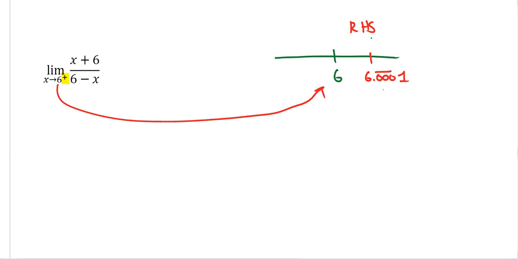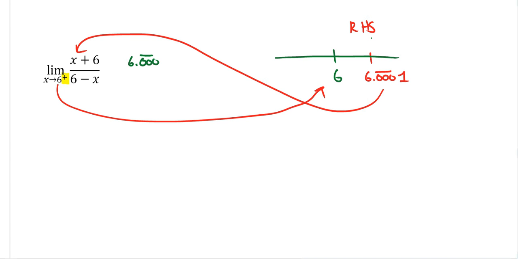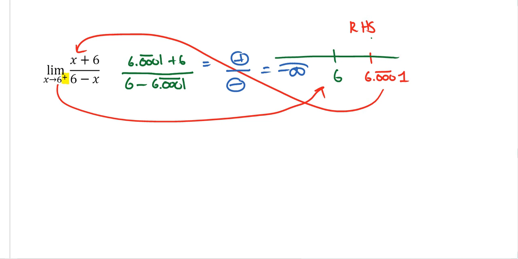After that, you just want to insert this number into x. So you would get 6.000 repeating with a 1 plus 6, divided by 6 minus 6.000 repeating with a 1. From here I can see that my numerator is going to be positive and my denominator is going to be negative, so my final answer here would be negative infinity. So that question isn't too bad. You just set up a number line and you evaluate this from the right hand side of 6. Alright, let's move on.